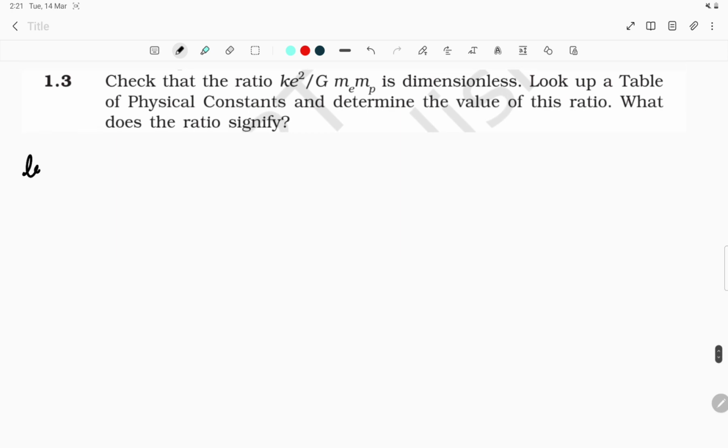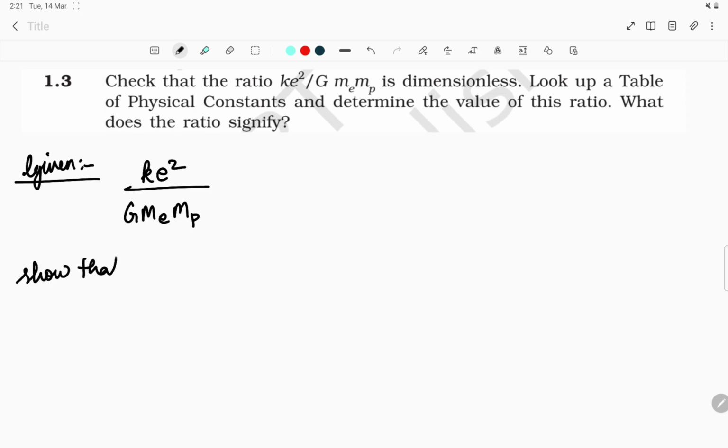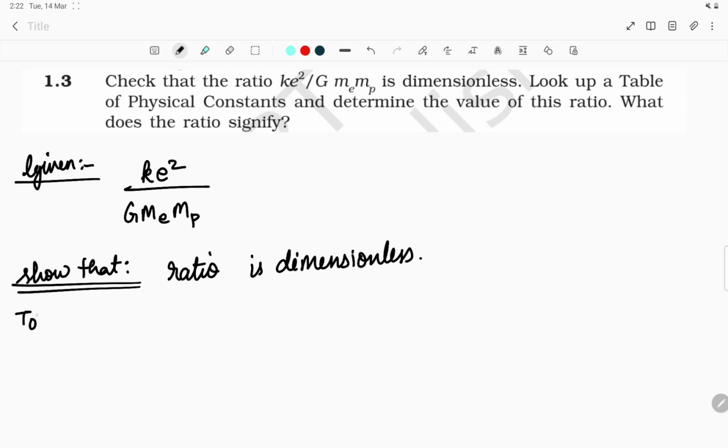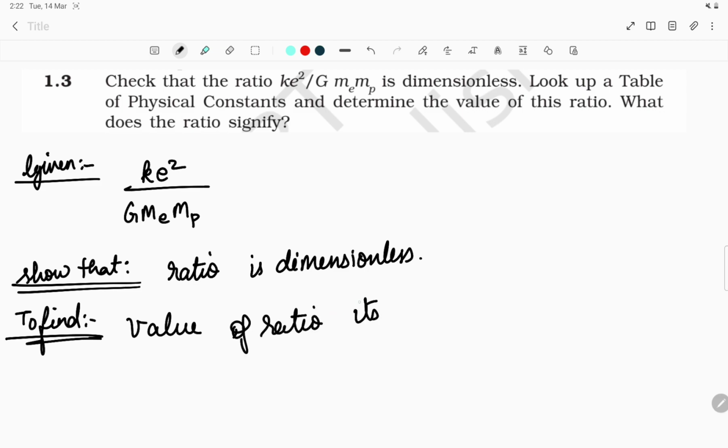So what is given? The given part here will be the ratio ke² divided by GmEmP. What you have to do here is not find anything, you just have to show that the ratio is dimensionless, and you also have to find the value of this ratio and its significance.